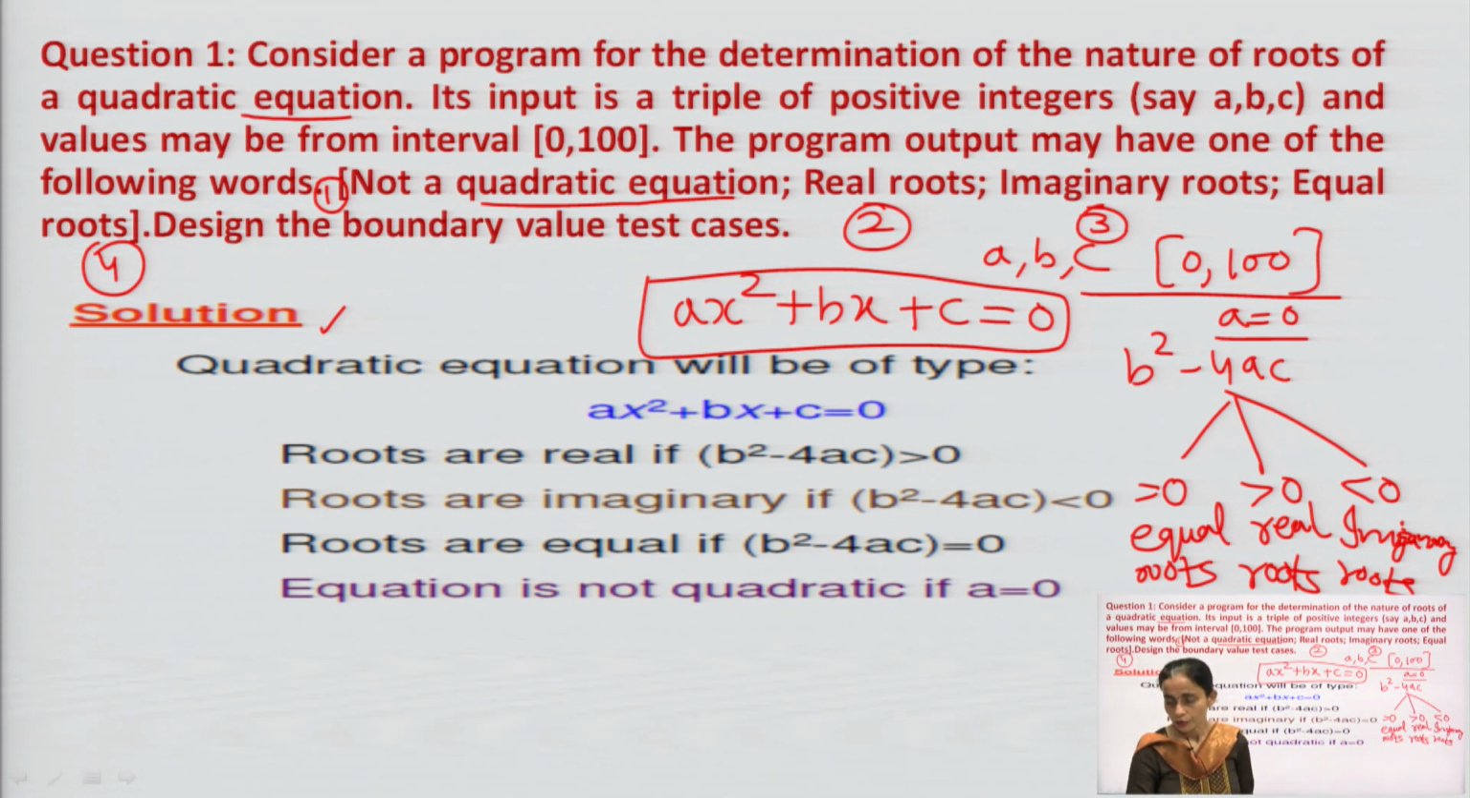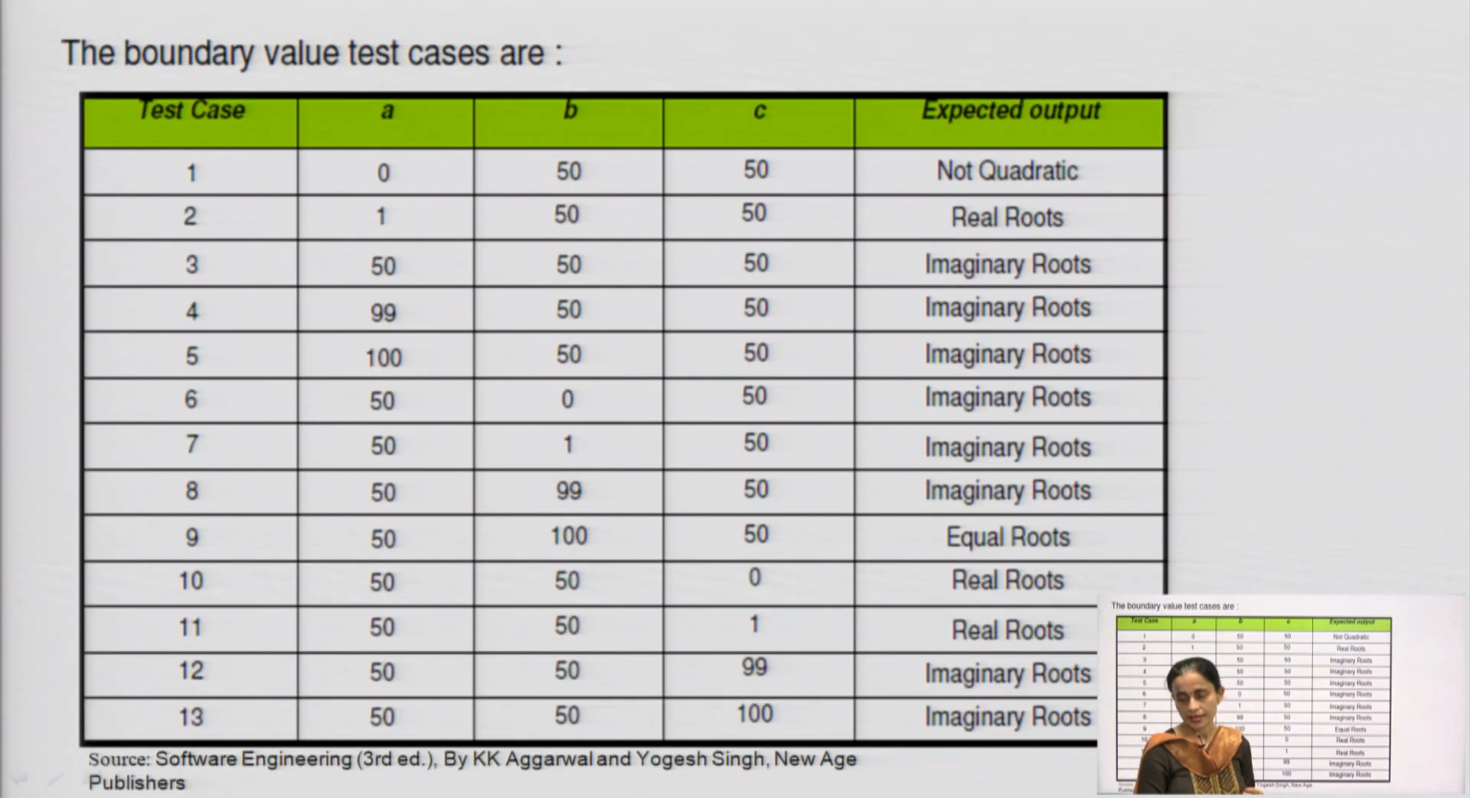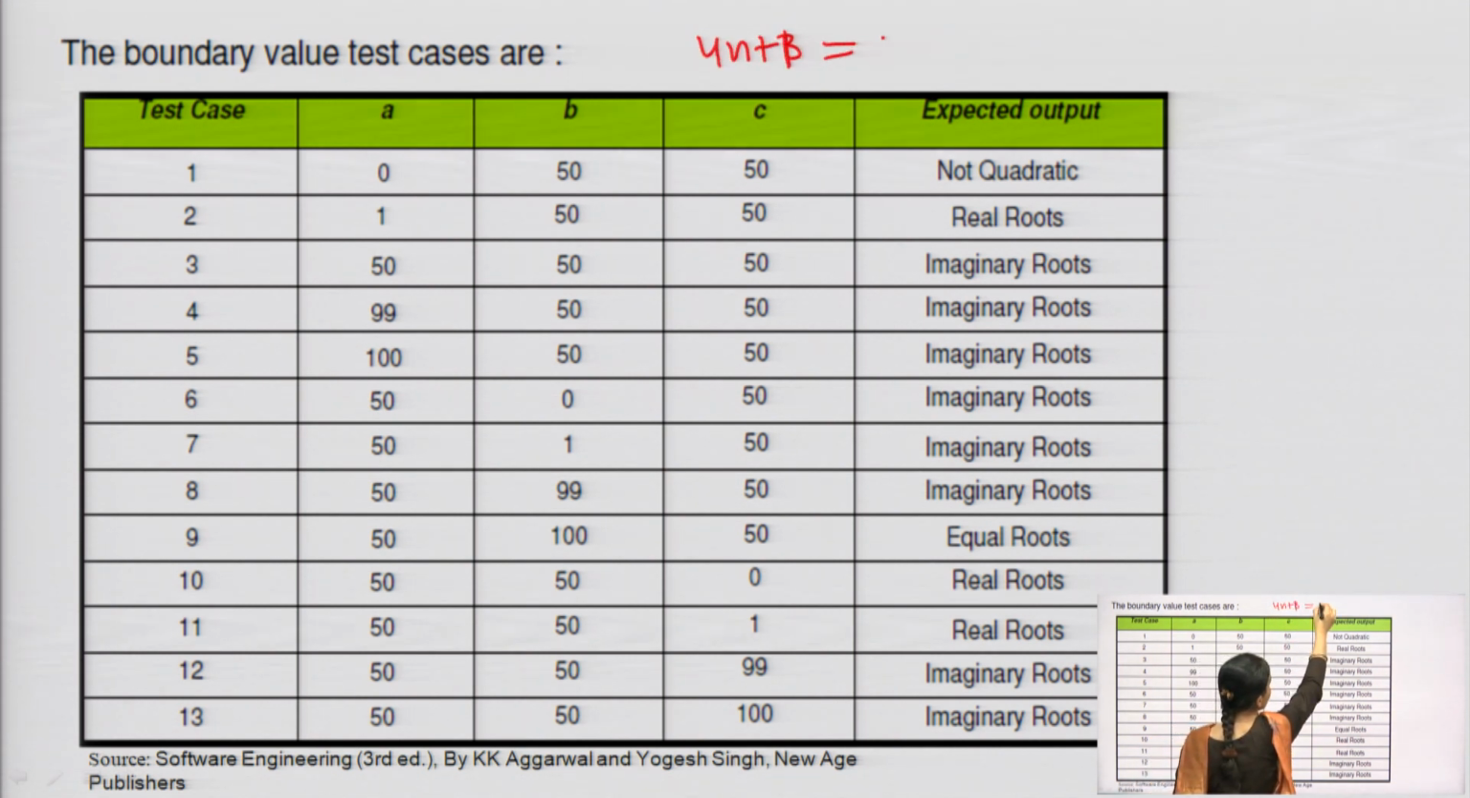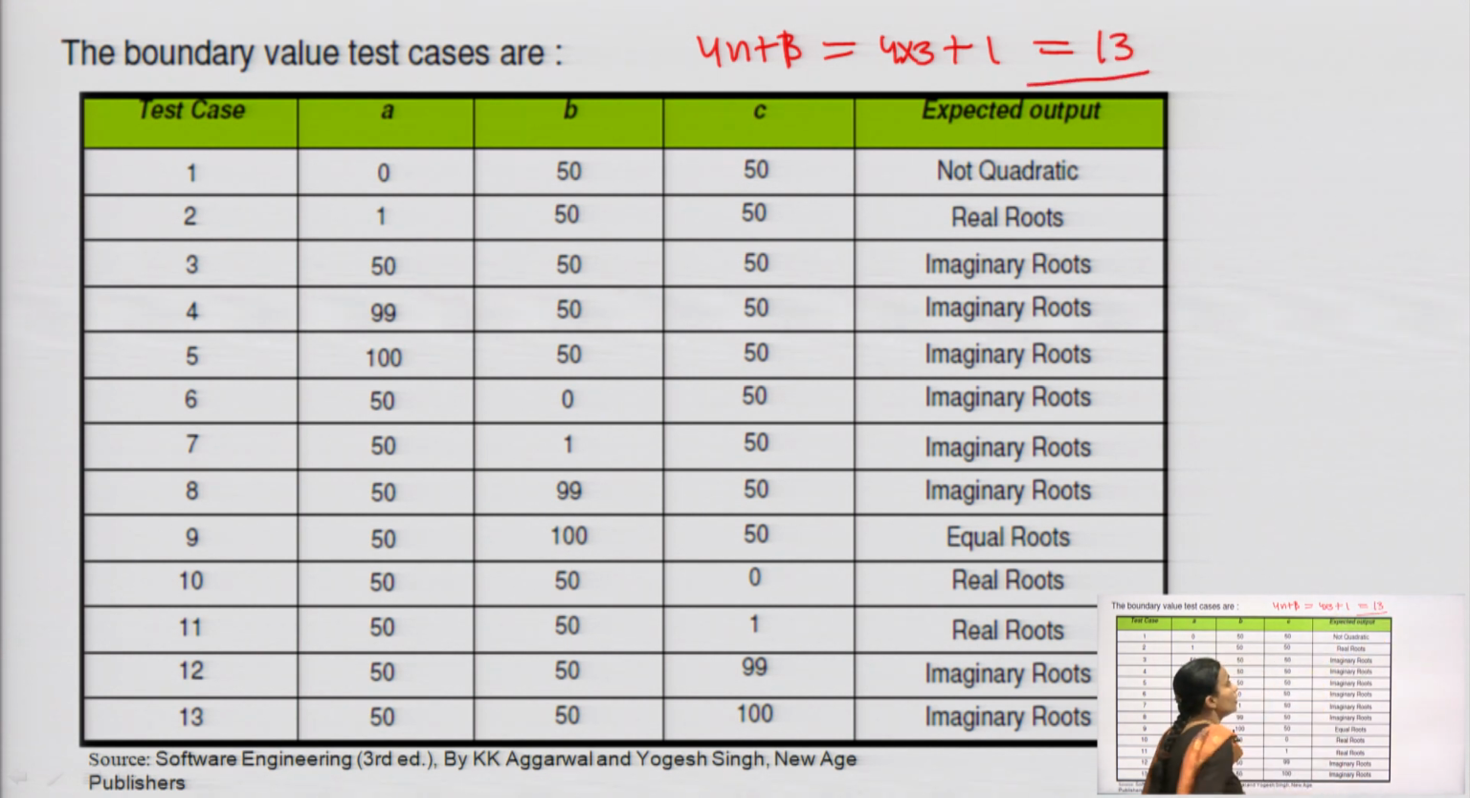Then, how to write the test cases? The test cases will be 4n plus 1, where n is 3. So, 4 cross 3, because there are 3 variables here, a, b and c, plus 1, so the test cases will be 13. How will I write these test cases? The first test case: I will vary one variable and keep the other two constant. Constant means I will take them at the nominal value.